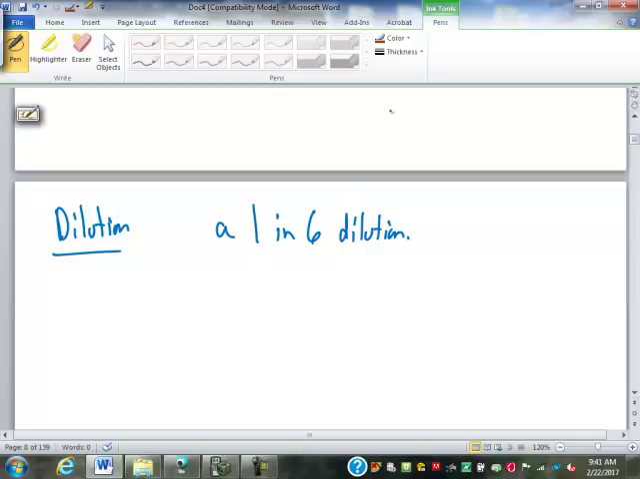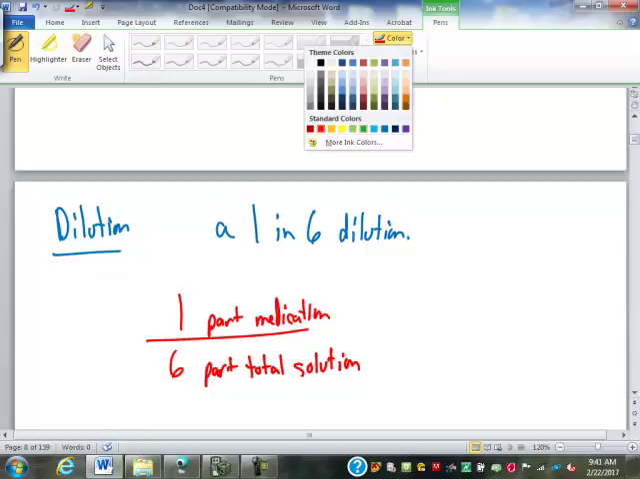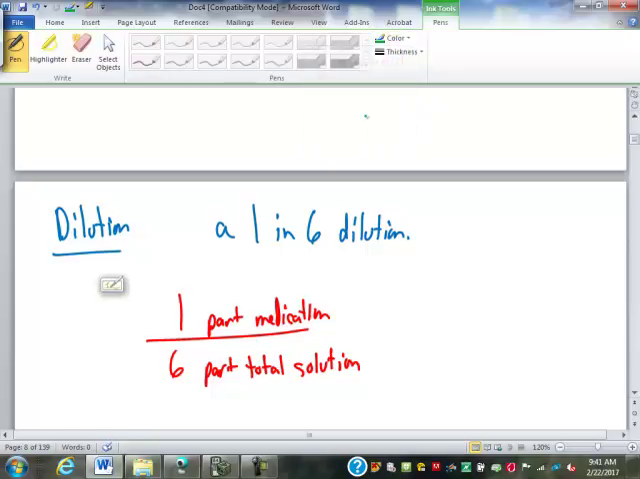So a 1 in 6 dilution is saying 1 part medication to 6 parts of total solution. Now that's not 1 part medication to 6 parts water, it's 1 part medication to 6 parts total. So it's the ratio of medication to total.